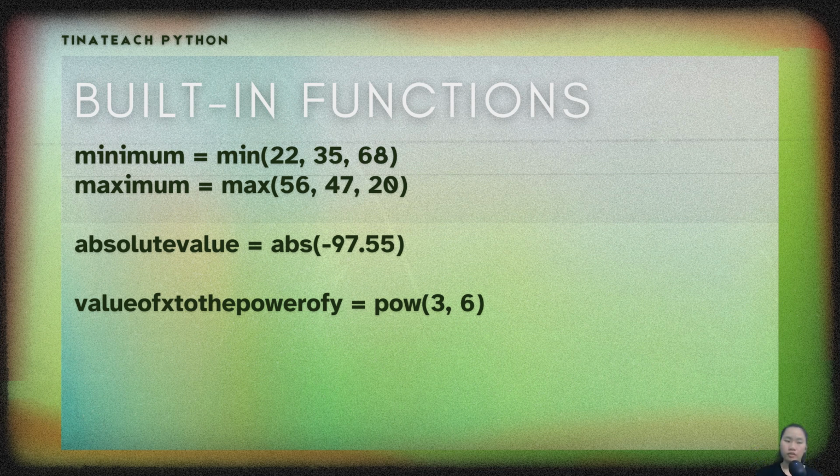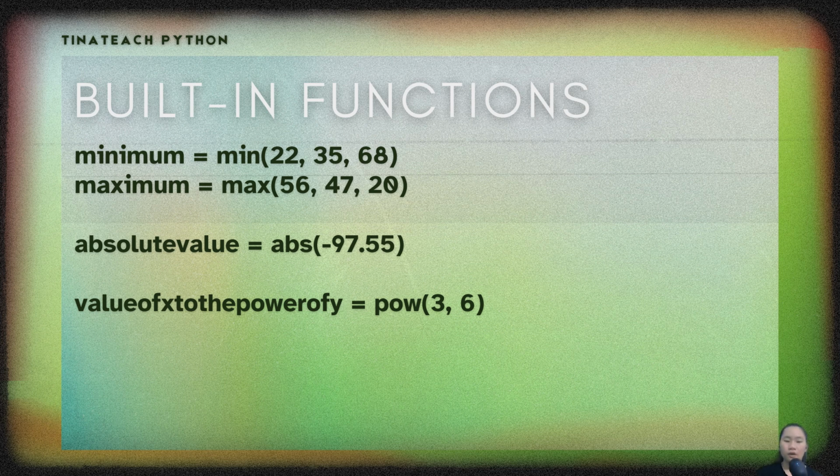If you give Python a chain of numbers, right, 22, 35, 68, maybe more, maybe less, what min does is find the smallest number out of the bunch. And it's the opposite for max. It finds the biggest number out of the bunch, okay? So for min in this case, it would be 22. And for max in this case, it would be 56.